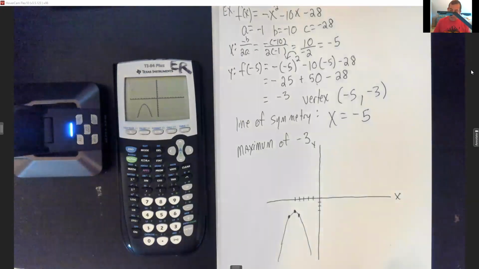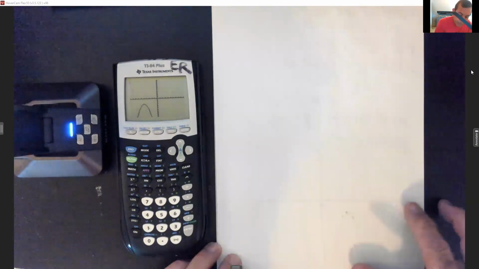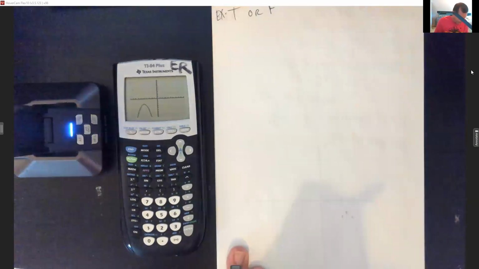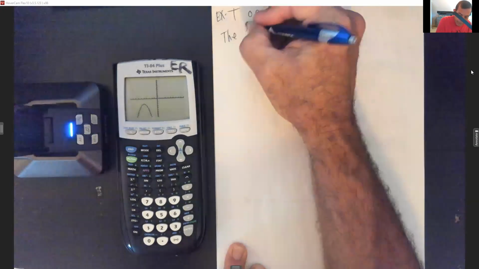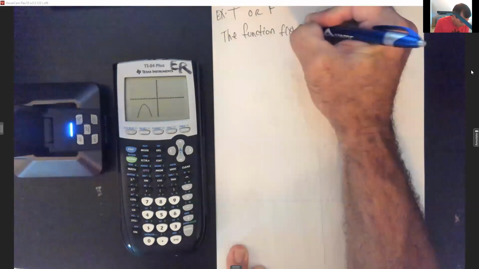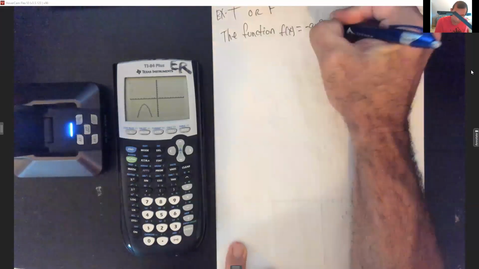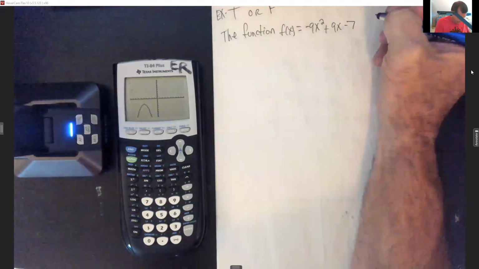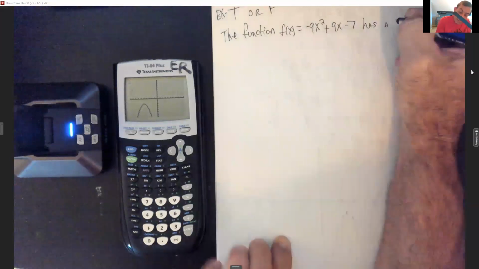All right, so I'm about to hit y'all with some true and false, knowing what we did this week. So true or false. The function f of x equals negative 9x squared plus 9x minus 7 has a maximum value.